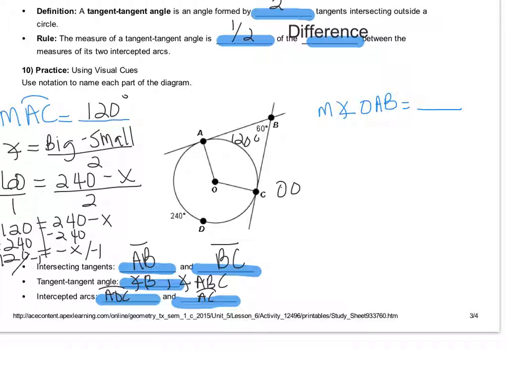And then it asks you for the measure of angle OAB. This one is kind of easy because AB is a tangent, and a tangent touching a radius will always, every single time, make a 90-degree angle. So angle OAB is 90 degrees, just like angle OCB is also 90 degrees. Okay? And that's it. Have a nice day.